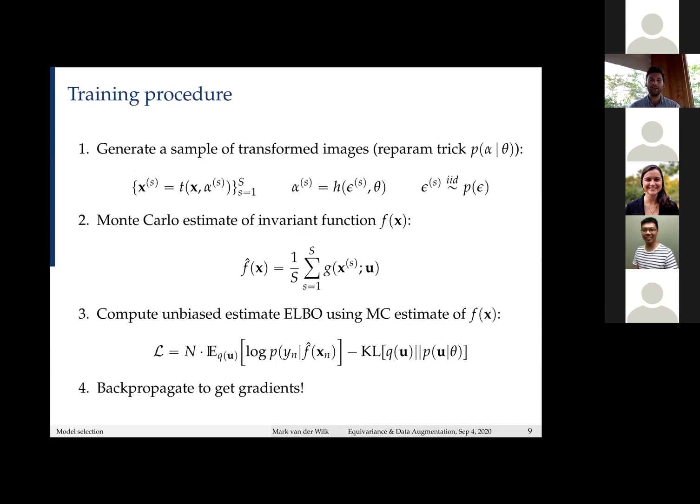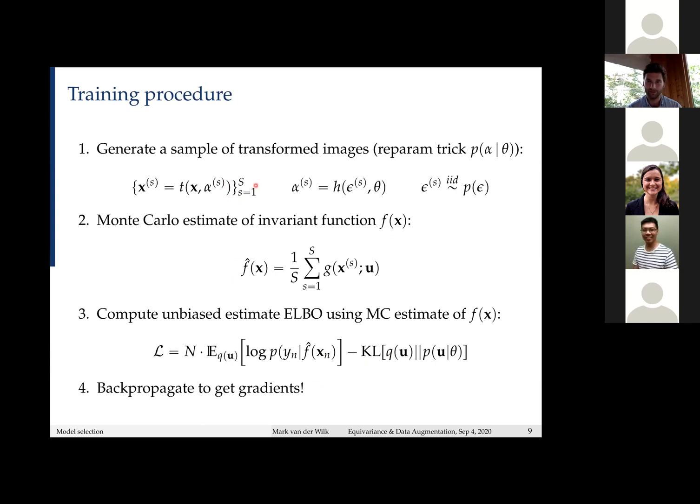Well, instead of actually trying to compute the invariant function in closed form, we instead try to estimate it with a Monte Carlo estimate. And this is, again, very similar to what you do in data augmentation, right? So to find this Monte Carlo estimate, we generate a sample of transformed images. We then average them. So some people do this at test time in data augmentation to get our predictor. And then we fit this predictor into the ELBO. And in the paper, we use a few more tricks to make sure that the estimate of this ELBO is still unbiased.